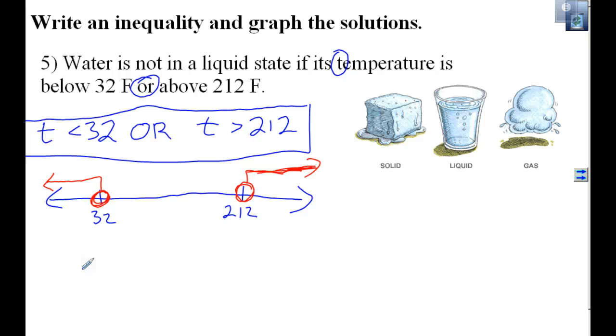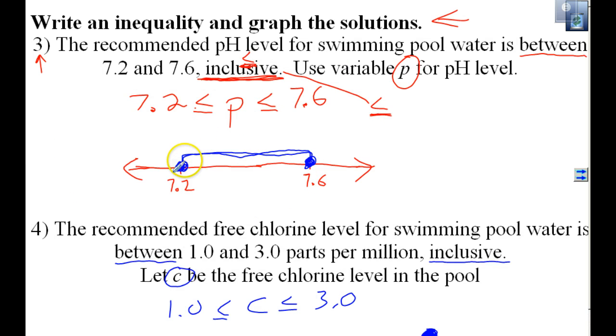Another way, somebody asked about this before, last period. Another way of thinking about this, like how do you know if it's an AND or an OR? OR is when one of the conditions is true. Meaning the water can't be less than 32 and greater than 212 at the same time. It's one or the other. Only one can be true. Whereas AND is where they're both true. The water can be bigger than 7.2 and it can be less than 7.6 at the exact same time. So that's the logical difference with AND and OR.